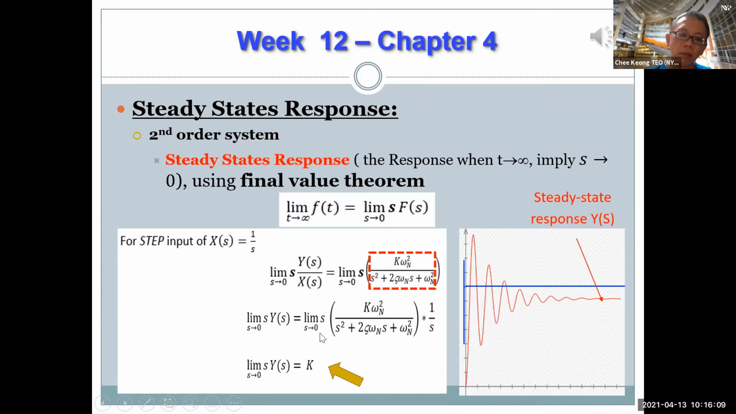Now, the next thing we do, we put S to 0. So if S equals 0, the S squared term must go to 0, and this 2 zeta omega n term must go to 0. So what happens is you have K omega n squared divided by omega n squared. If you cancel the omega n squared in the numerator and denominator, you get K. So that's why the final value tends to a K value, right?